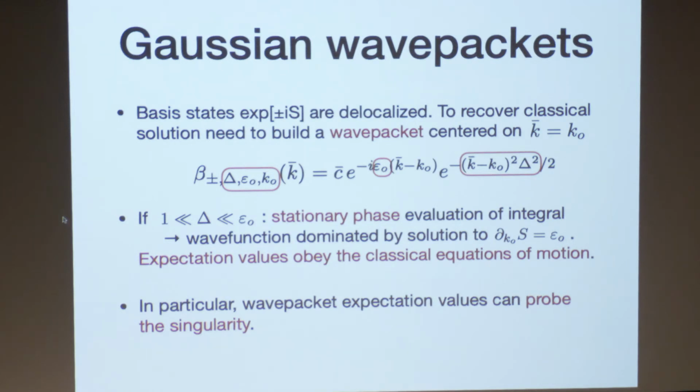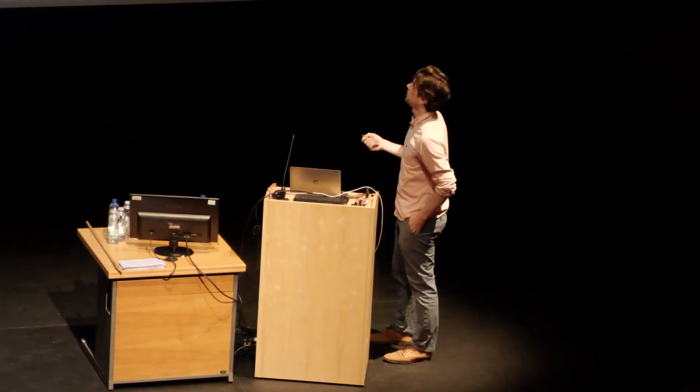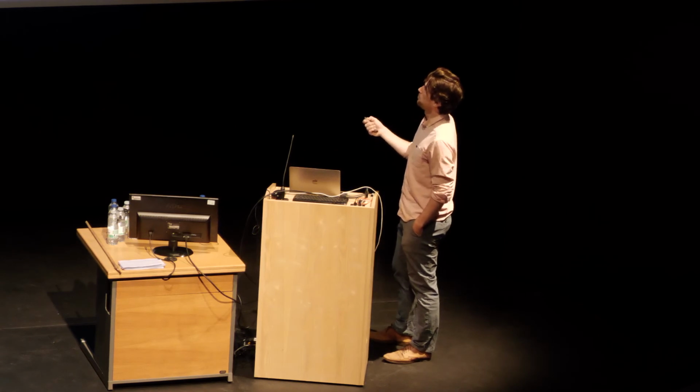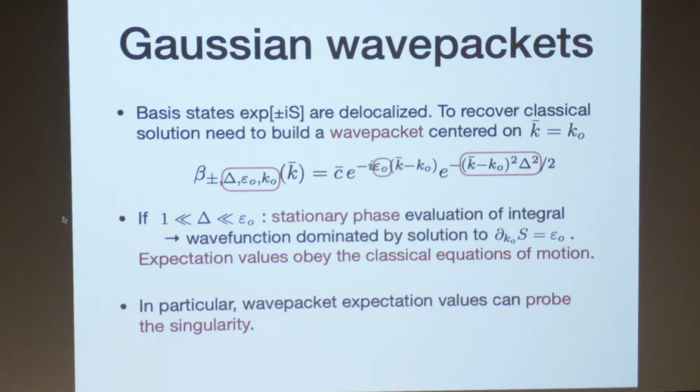So if we want to recover the classical universe from this wave function, we have to build a wave packet out of it, just as if you want to recover a classical particle from a WKB wave function, you also need to build a wave packet out of it. These basis states are delocalized, so they're uniformly supported, for example, along the interior. That's not a classical universe. So to recover a classical solution, you need to build a wave packet. This is the reason I introduced the k-bar. k0 is going to be the expectation value. We're going to build a wave packet that's peaked on k0, so I'm going to use k0 for the classical value where the wave function is peaked.